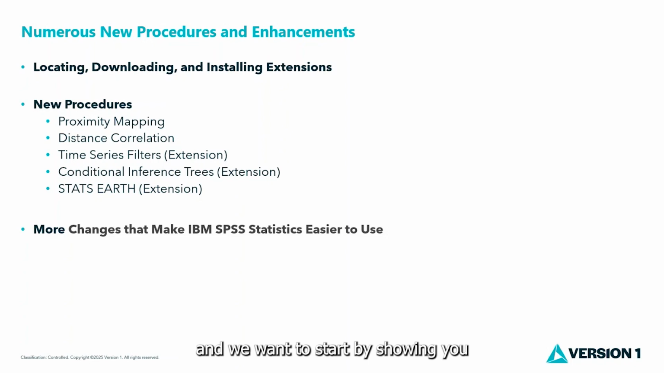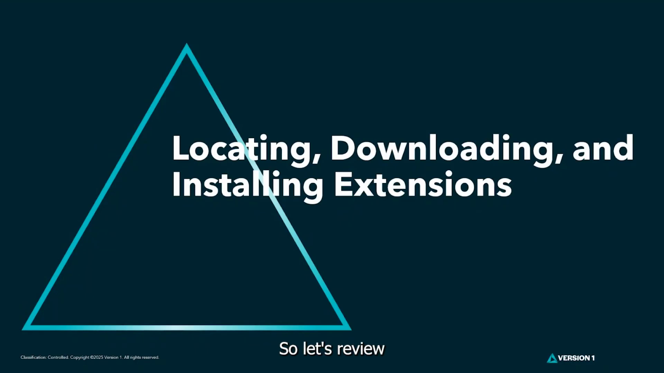And we want to start by showing you how to locate, download, and install extensions. Then we'll review the new procedures. So we have proximity mapping, distance correlation, time series filters, conditional inference trees, and Stats Earth. Now these last three are coming across from the extensions menu. Finally, we'll talk about more changes that will make IBM SPSS Statistics easier to use. So let's review how to find, how to download, and how to install extensions.